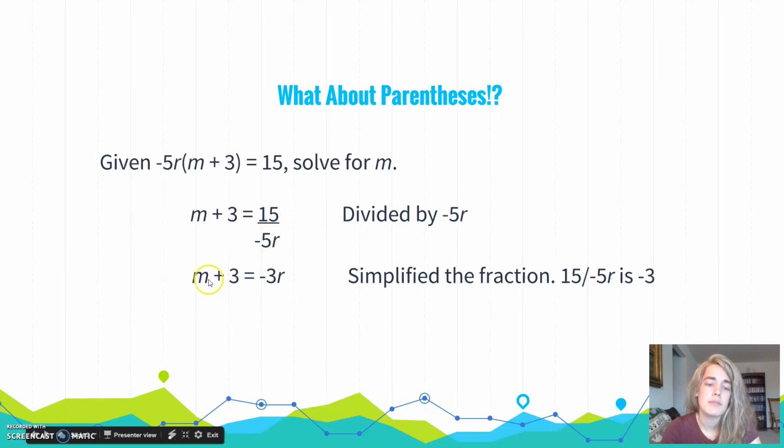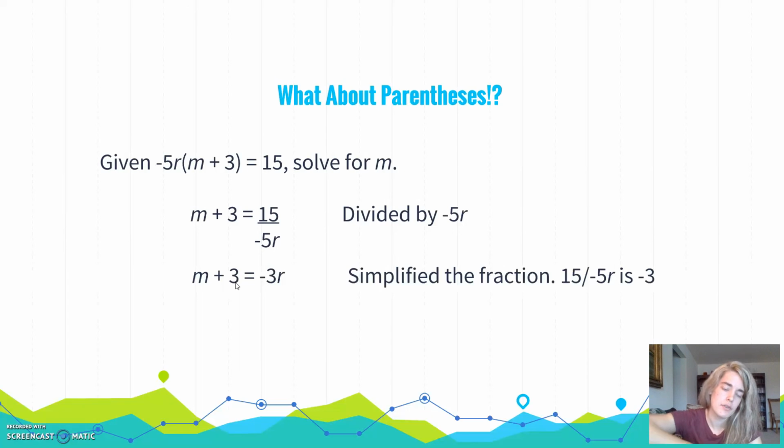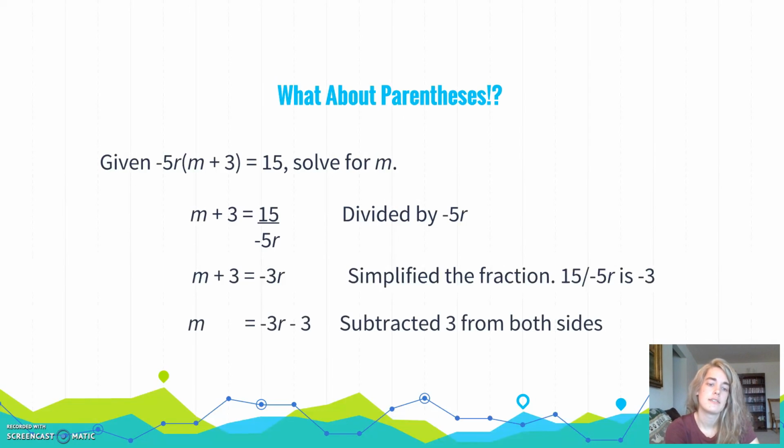So then your last step, let's look back over here. We want to get m by itself. So instead of adding 3 to m, in order to get rid of it, say goodbye, positive 3, we need to do the opposite, subtract 3 on both sides. So we have the m by itself now, the negative 3r, subtract 3. And that would be your answer. Even though it has a variable in it, it would be your final answer.